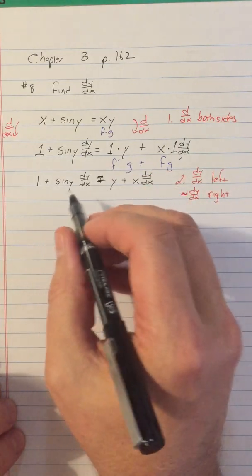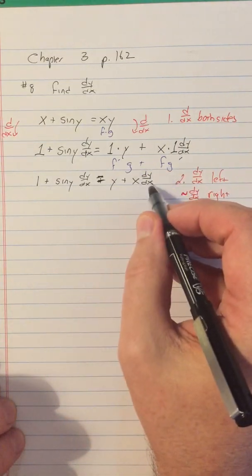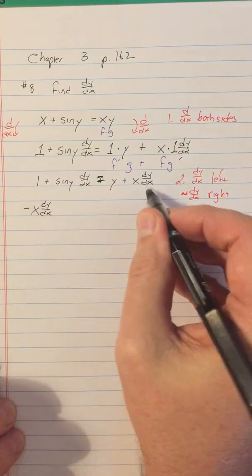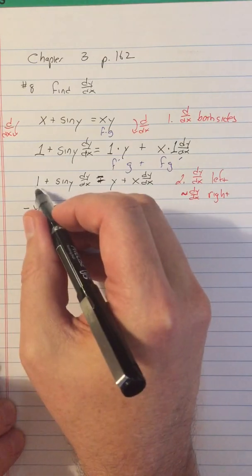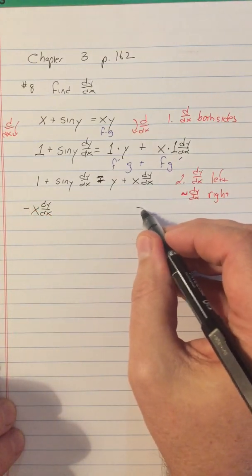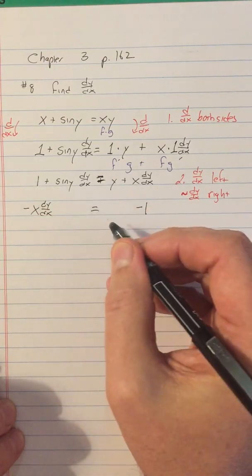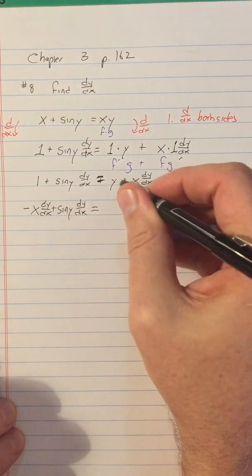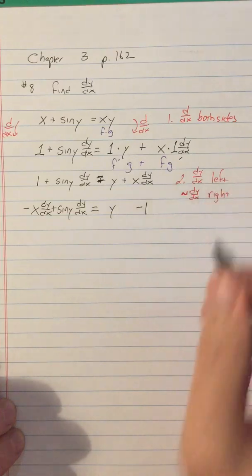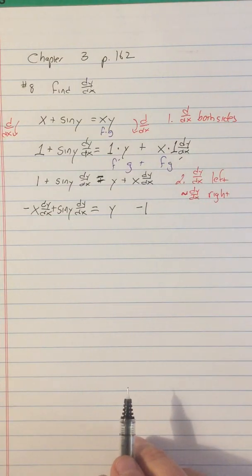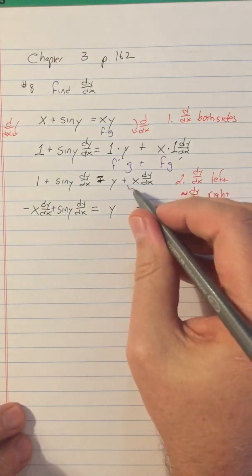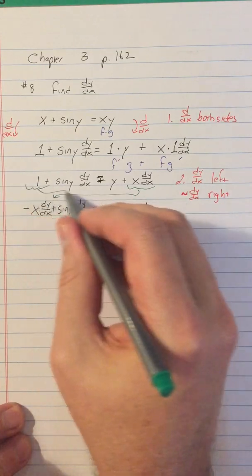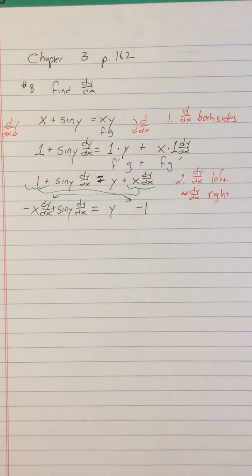Okay, so the x dy dx, that's a dy dx, it needs to go to the left. Negative x dy dx. Because I'm bringing it across the equal sign, I have to change sign. The 1 is not a dy dx, so it has to go over there to the right, changing sign because I'm crossing the equal sign. The sine y is where it's supposed to be. It's a dy dx, so it stays on the left. The y is not a dy dx, so it's where it's supposed to be, on the right. So all I've done here is taken the x dy dx and moved it left, and taken the 1 that's not a dy dx and moved it over to the right. Everything else stayed where it is.